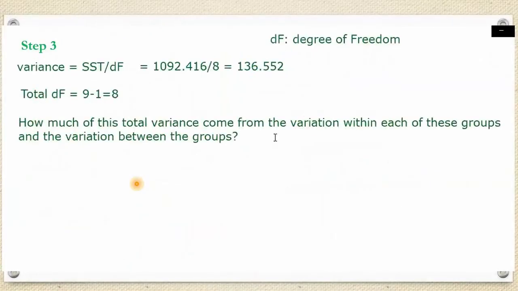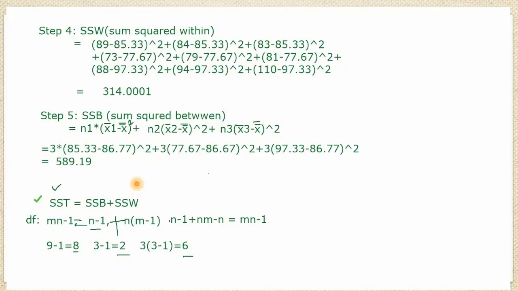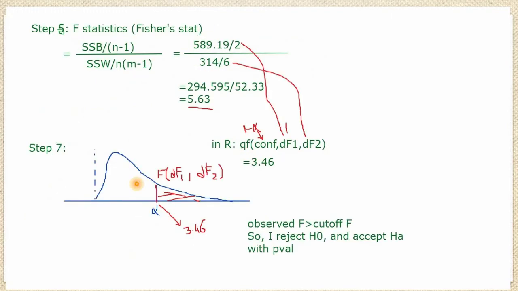You can easily now answer this question: how much of the total variance comes from SSB and how much comes from SSW. It typically is the ratio of SSB and SSW, right? So here the F statistic needs to be calculated in step 6, which is the Fisher statistic. The formula is SSB by m minus 1 over SSW by m into n minus 1, these being the degrees of freedom, right? So here 589.19 by 2 and 314 by 6 is close to 5.63. Okay, so you got the F statistic.